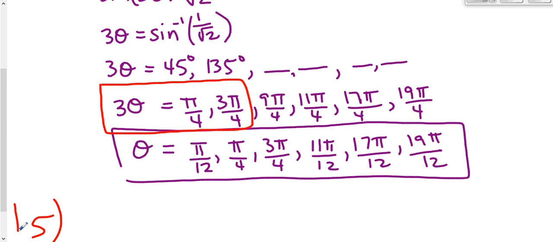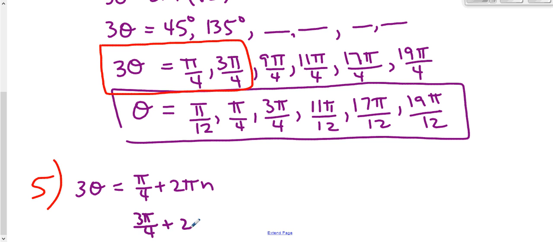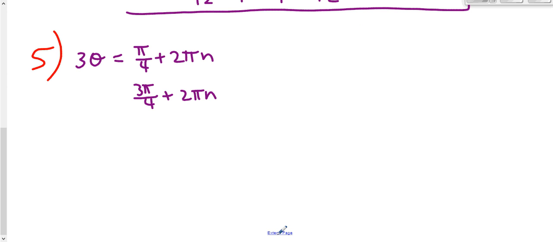So 3 theta equals pi over 4 plus 2 pi n would represent everything that's coterminal with pi over 4. And 3 theta equals 3 pi over 4 plus 2 pi n would represent everything that's coterminal with 3 pi over 4. And then we are going to divide all of those by 3.